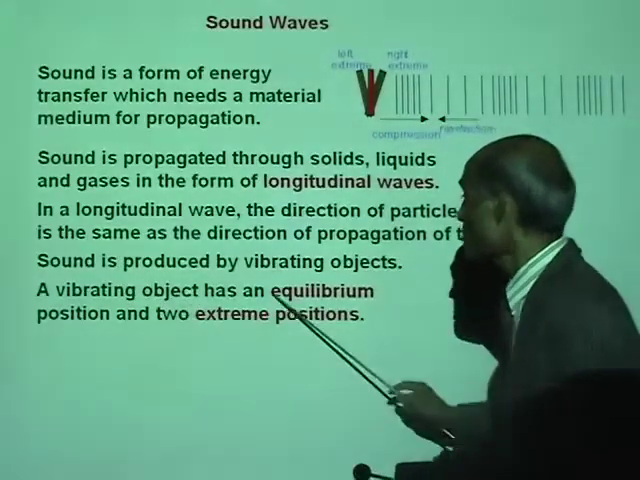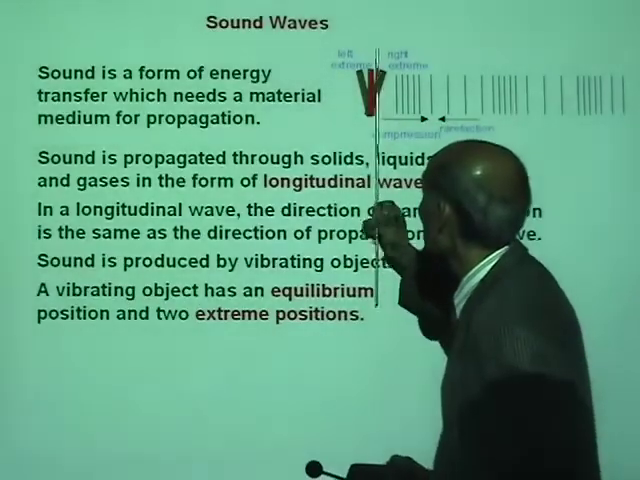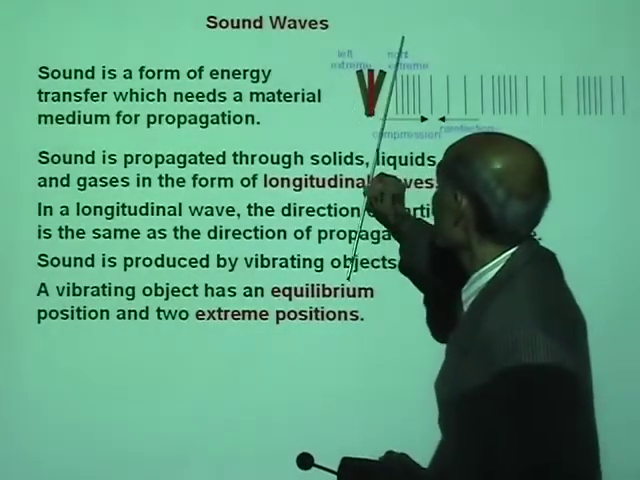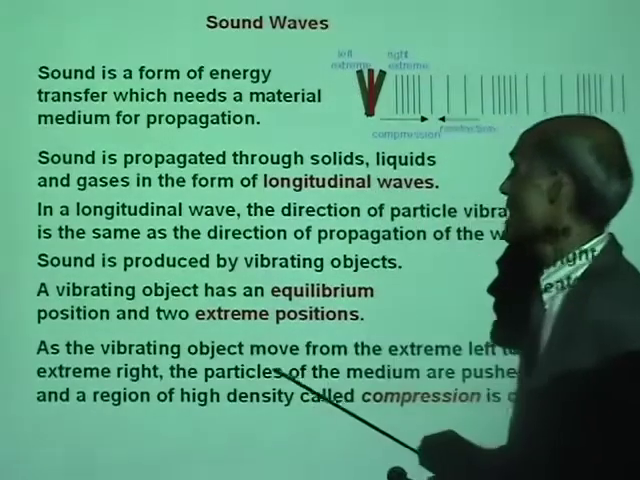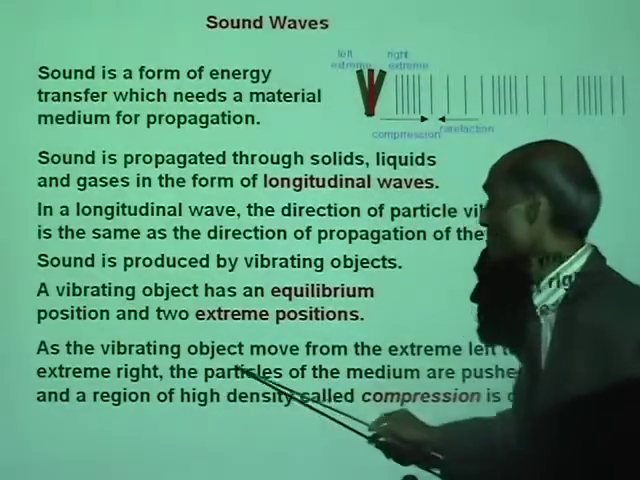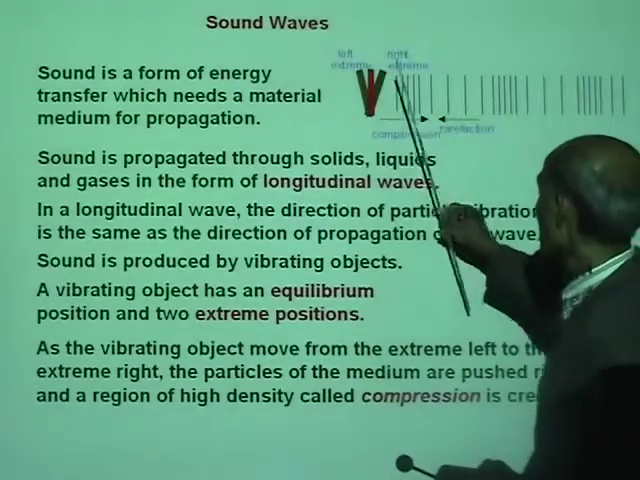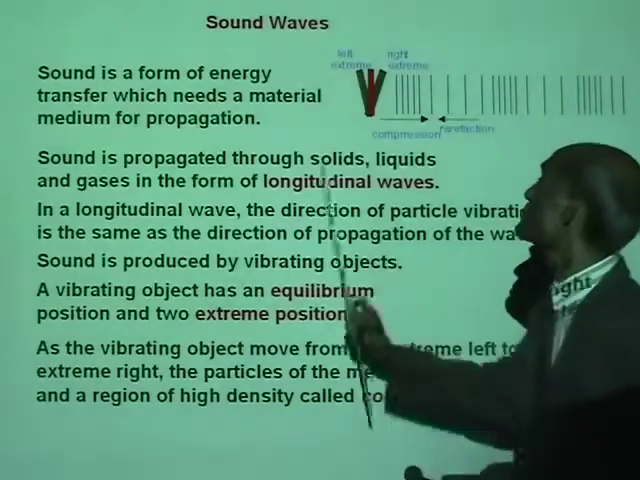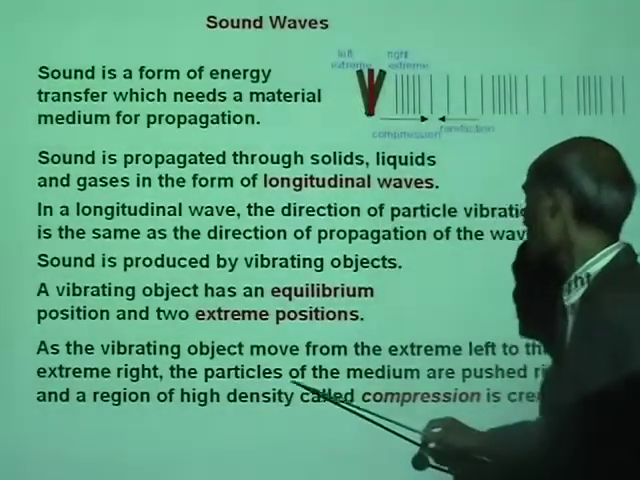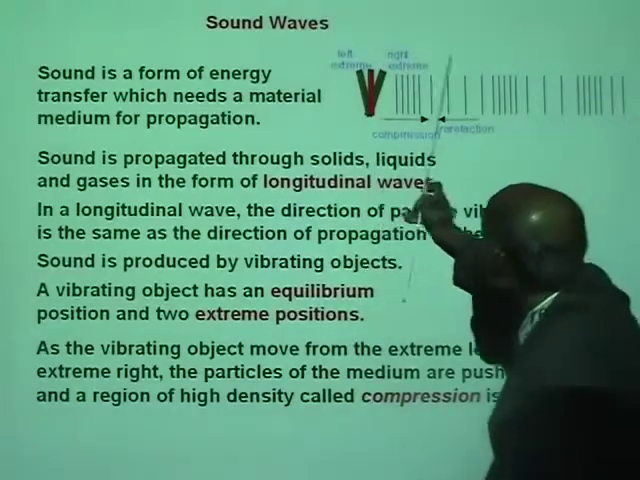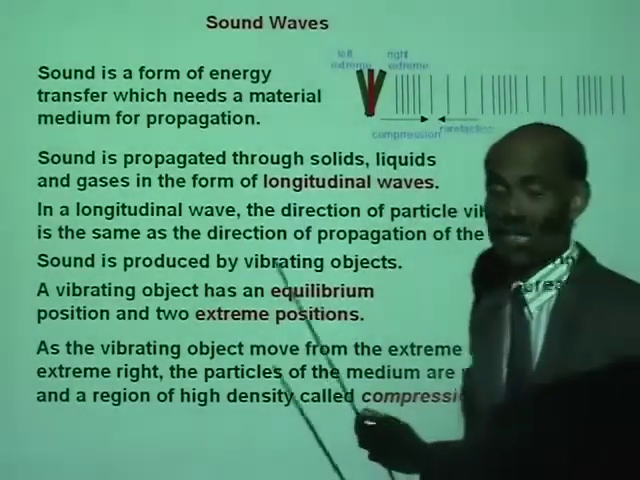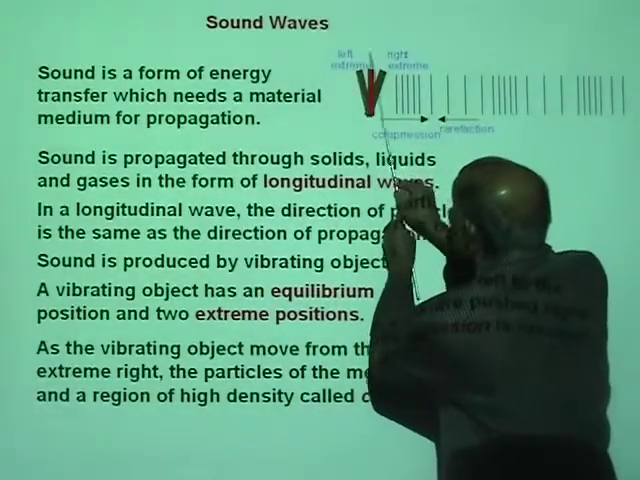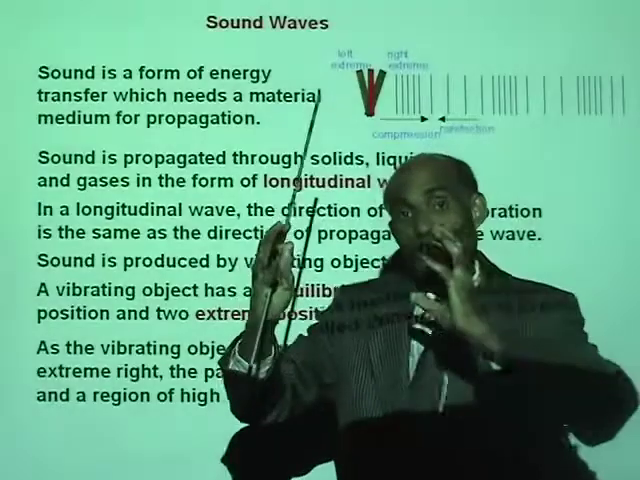A vibrating object has an equilibrium position. Equilibrium position is the center position, and there are two extreme positions, the left extreme and the right extreme. As the vibrating object moves from the extreme left to the extreme right, particles of the medium are pushed to the right. That means as the vibrating object moves from left to right, the particles are all pushed to the right.